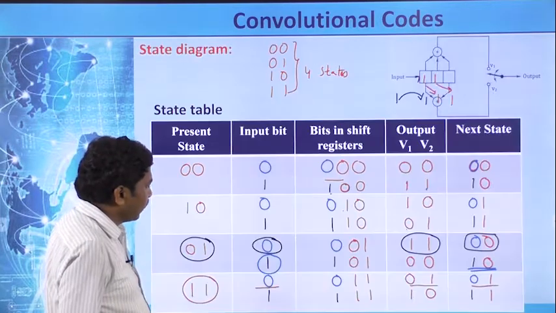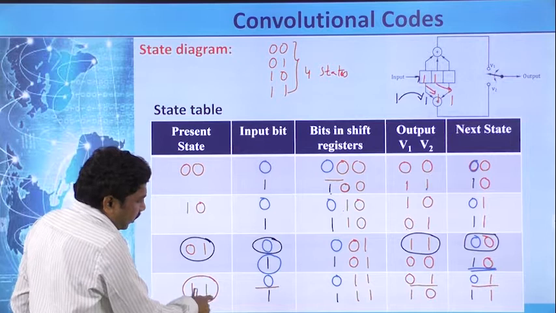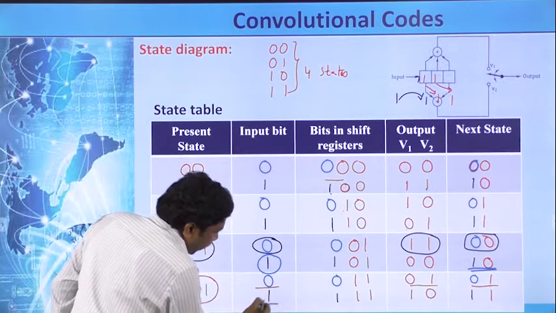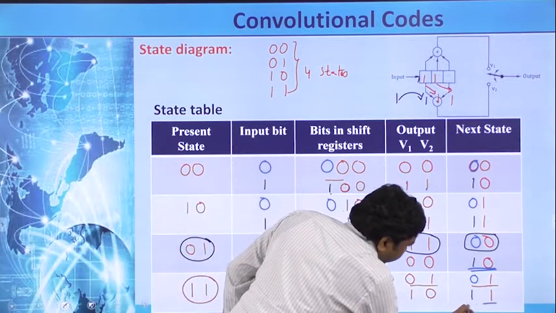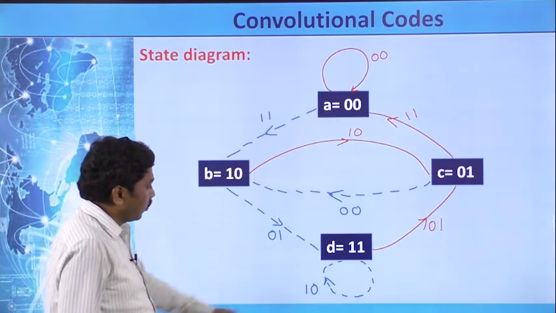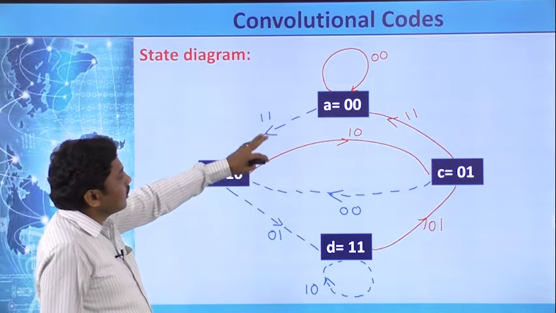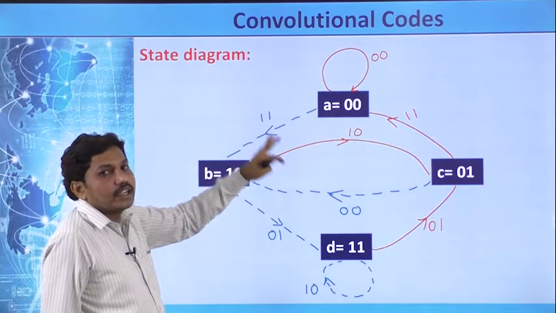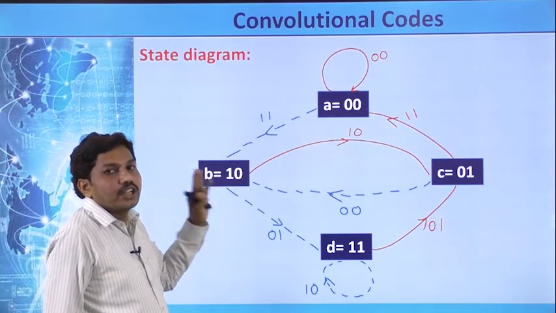So look at here. Present state is 1 1. When the input bit is 1, it moves into 1 1 state with the output bits 1 0. So this one is called the complete state diagram of the given convolutional encoder.